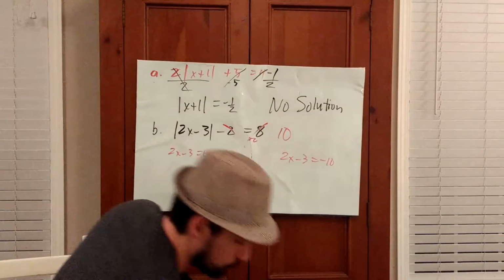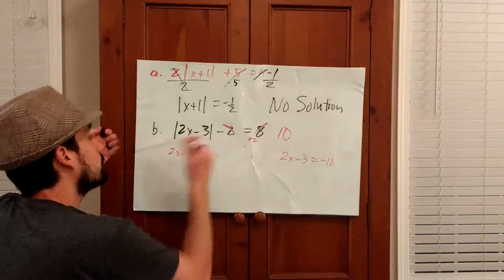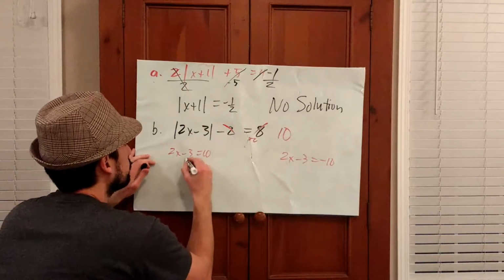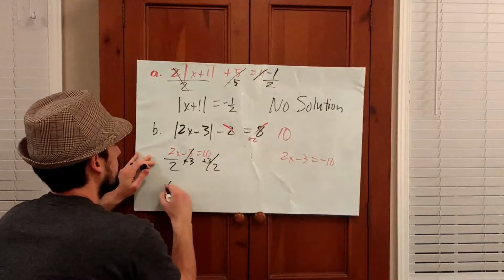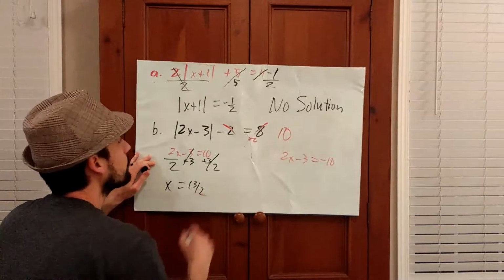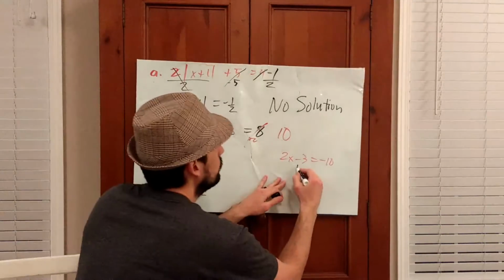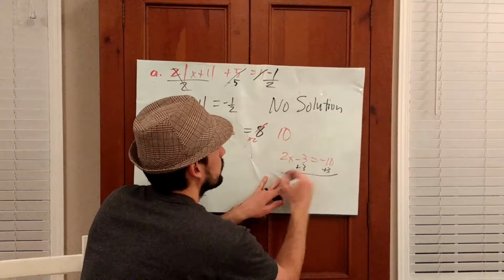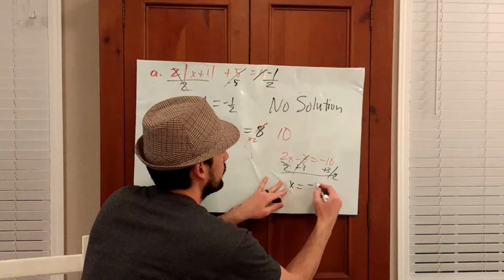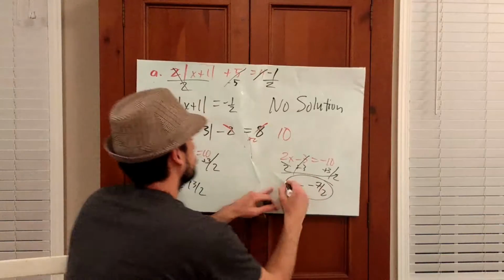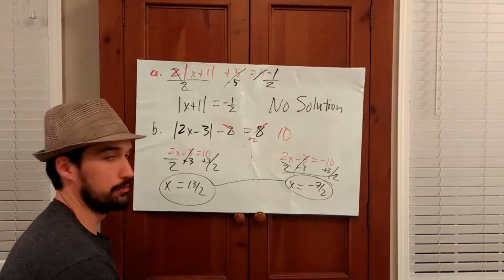Hope the shaking's not too crazy. Two-step equations are easy to solve. We're going to add the 3 and then divide by 2. So x is going to equal 13 halves. Or, same steps, different outcome, divide by 2, so x is going to equal negative 7 halves. And I have both answers there.